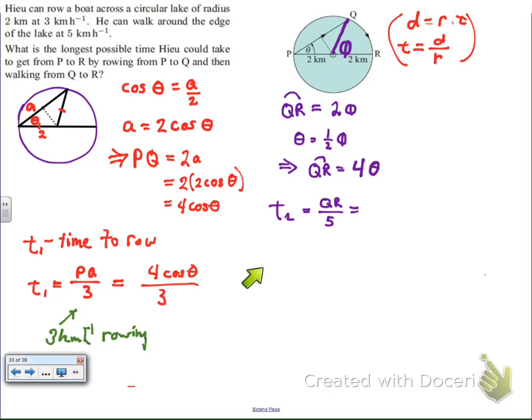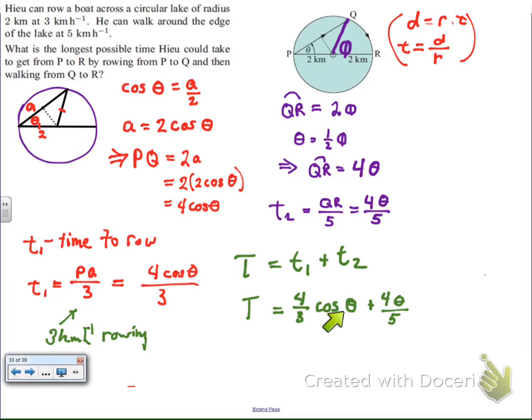Then, using the same distance rate time relationship, I can establish that the time it takes to walk along the shore is the arc QR length divided by 5 kilometers per hour, giving us the total hours of 4/5 theta. And then the total time it takes to walk and row is described here.